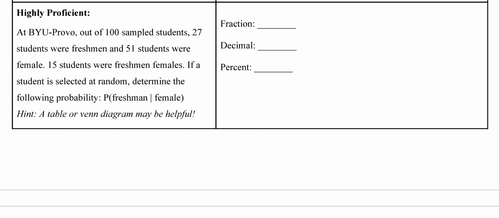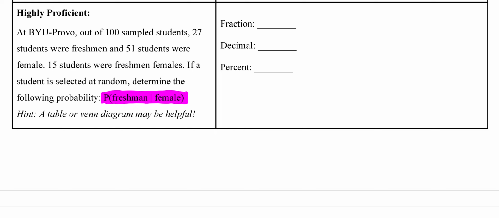Hello, welcome. This is a video on conditional probabilities, and here I can use a two-way table, or I can use a Venn diagram, or I could just use the formula. What they're asking us here is the probability of somebody from this sample being freshman, given that they are female.